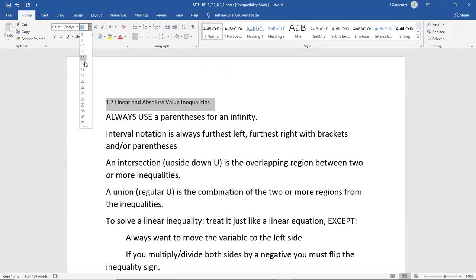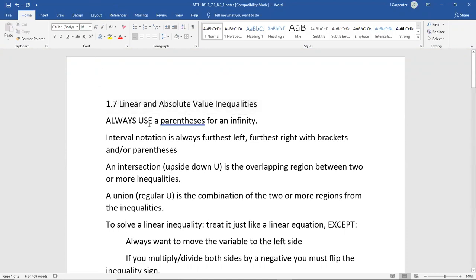1.7, I don't know why that's the smallest font. That's weird. Linear and absolute value inequalities.